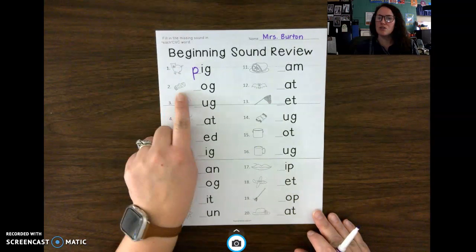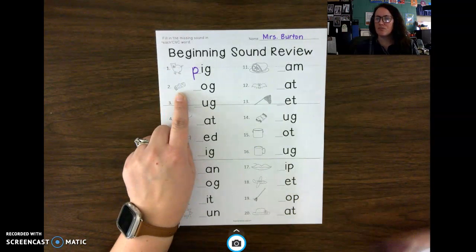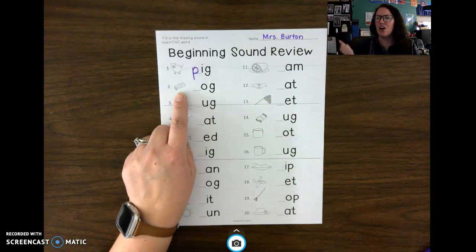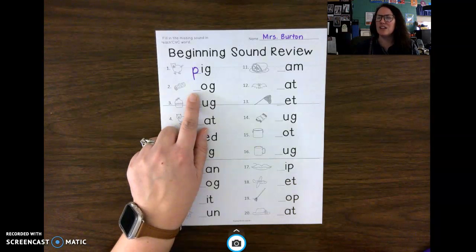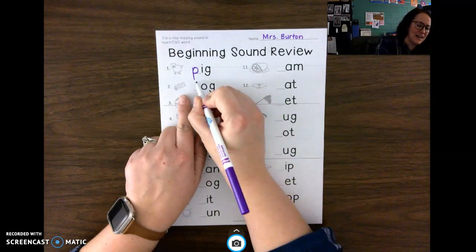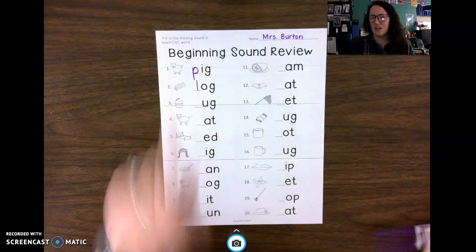Let's look at number 2. What is this picture? It's a log. Let's say that word together. Log. Log. What do you hear at the beginning of log? What letter goes l? The letter L. Remember, a lowercase l is just a straight line down.